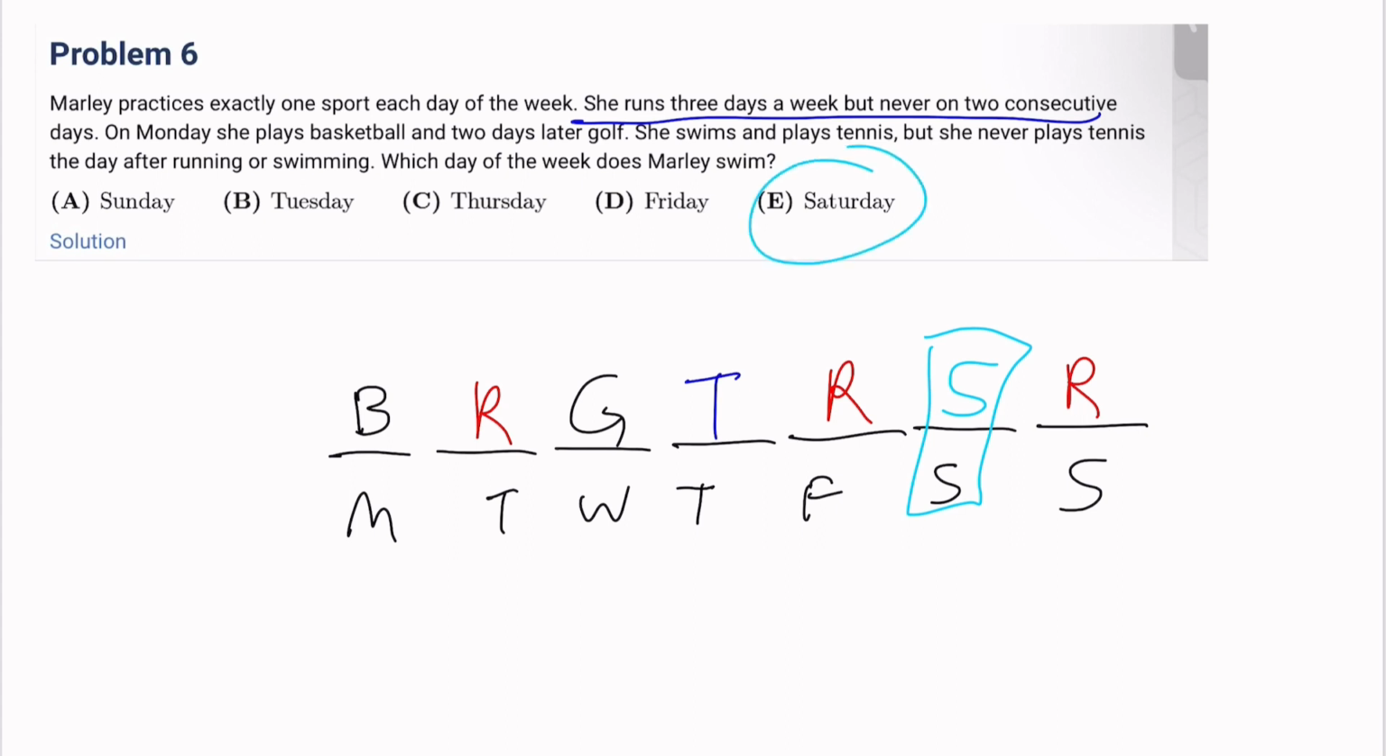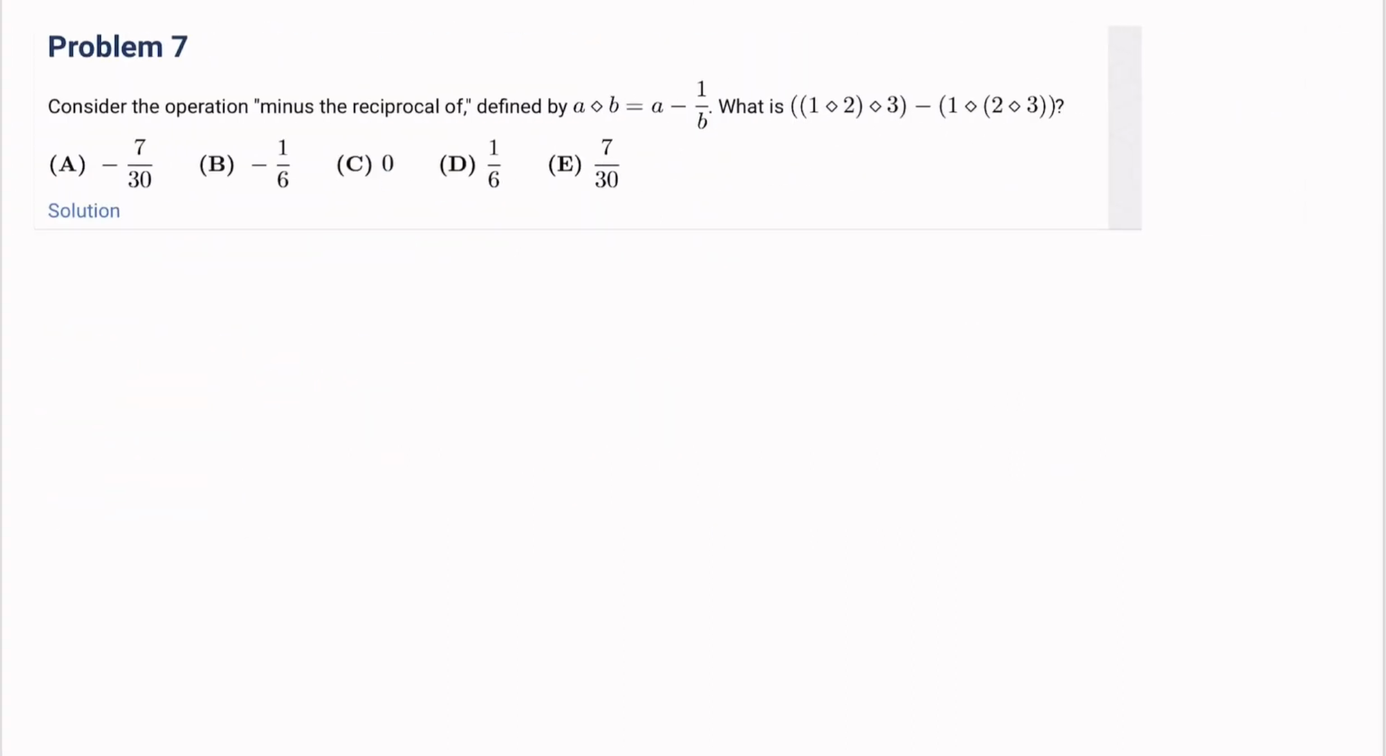It's E. Number 7, consider the operation minus the reciprocal of defined by a rhombus b equals a minus 1 over b. What is 1, 2, 3 minus 1, 2, 3? Okay, so first of all, 1 diamond 2, that's 1 minus 1 over 2, that's 1 over 2, and 1 over 2 minus 1 over 3, that's what this is, which is 1 over 6, right?